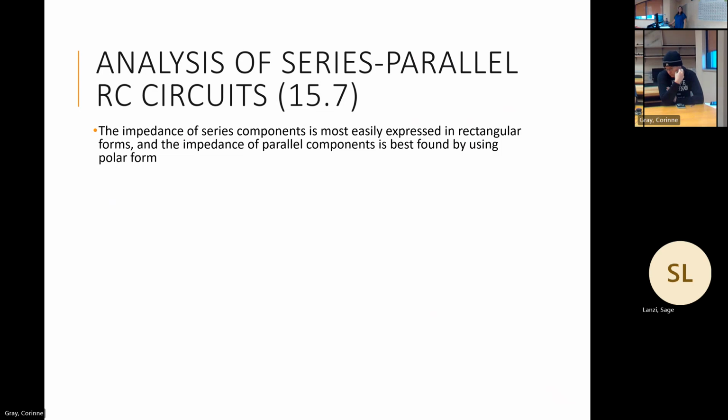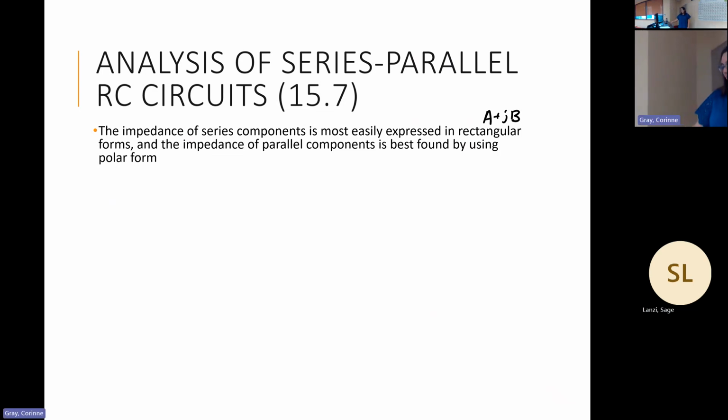So for this here, again, sorry, I put that in the wrong spot. We just want to talk about series parallel a little bit more. So the impedance of series components is best expressed in rectangular, so that is going to be the A plus JB. And the impedance of parallel is best in polar, again, something to do with an angle value.